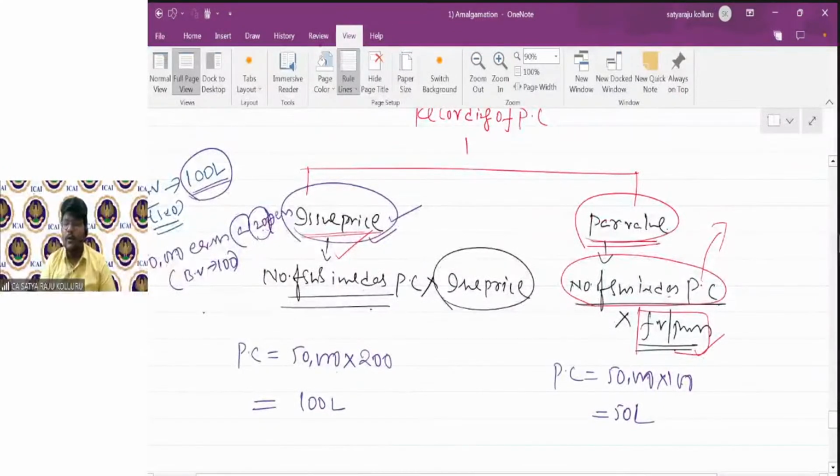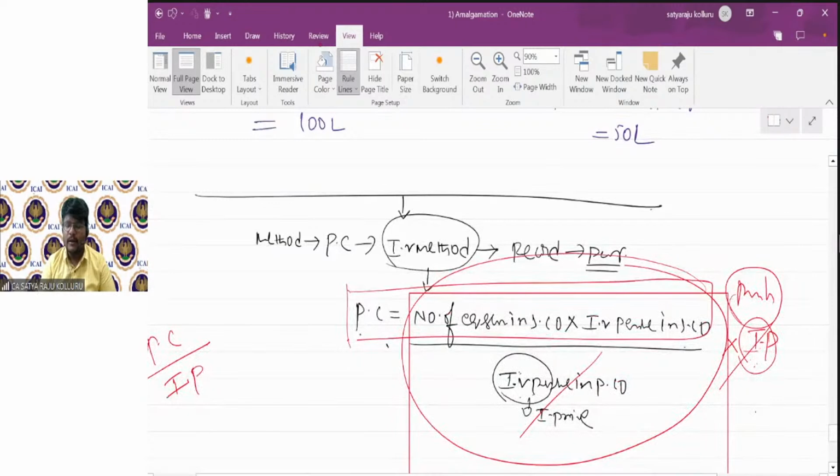So I told you one complicated issue. If the PC is under the intrinsic value method and PC is recorded at par value, then how should I calculate the PC? This is the formula you should apply. First, under the intrinsic value method, how do you calculate the purchase consideration? The number of equity shares in the selling company multiplied by the intrinsic value per share in the selling company. This is the normal computation.